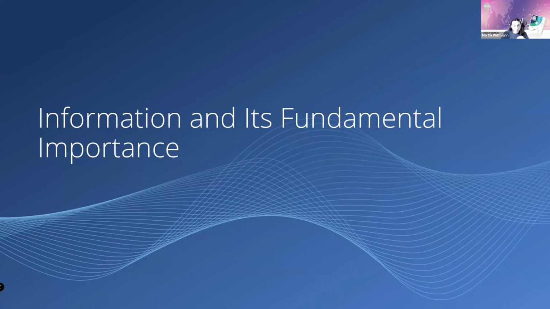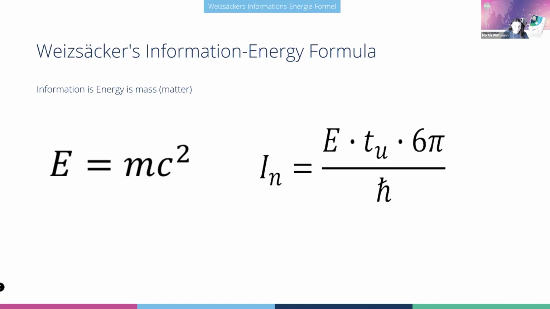So as we all know, information is key. If you have more information than your competitor, you usually win. And also in information field analysis, information is fundamental. So what does that actually mean? It actually means that you can put it also in a formula, and on the left side you see the famous formula from Einstein, E equals mc square. So the energy equals the mass times the square of the light speed.